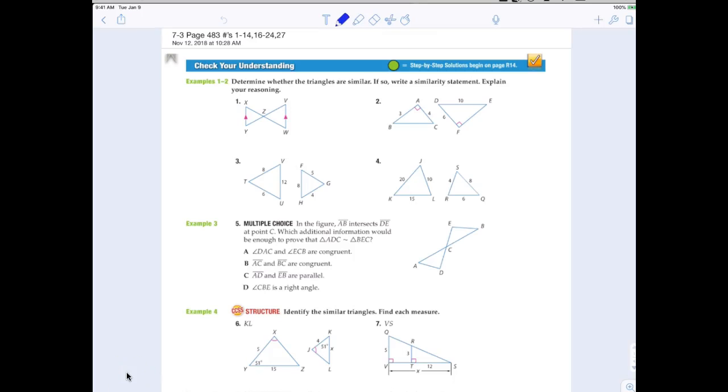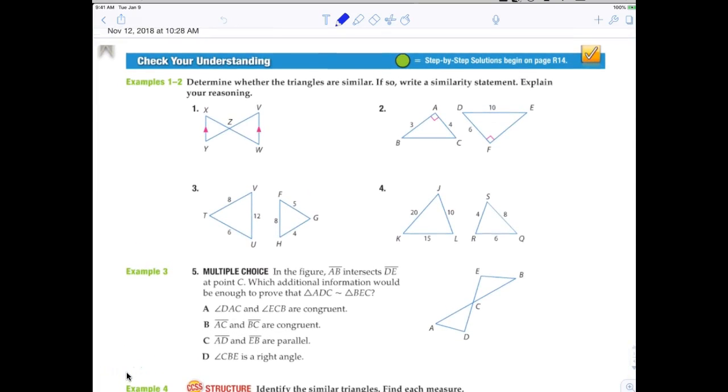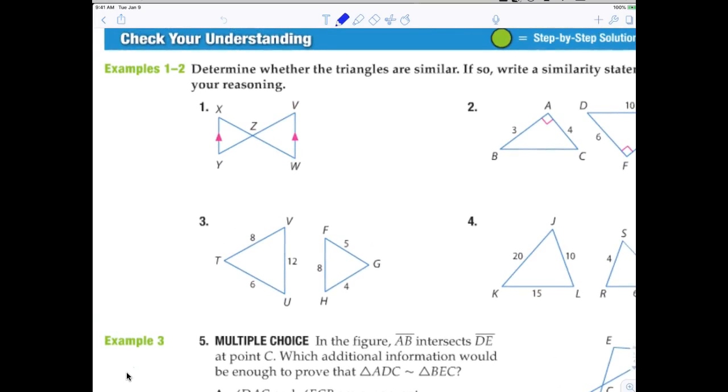Okay, here we go. Now, determine whether the triangles are similar. If so, write the similarity statement. All right. Now, yesterday we were given that the problems were similar already, and now we're trying to prove that they are similar.